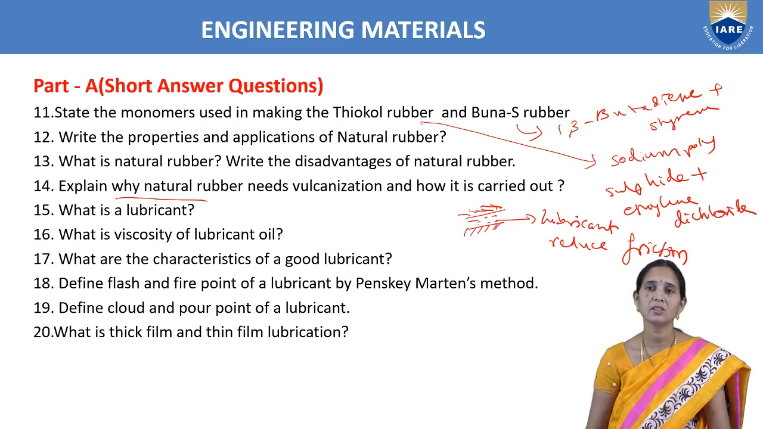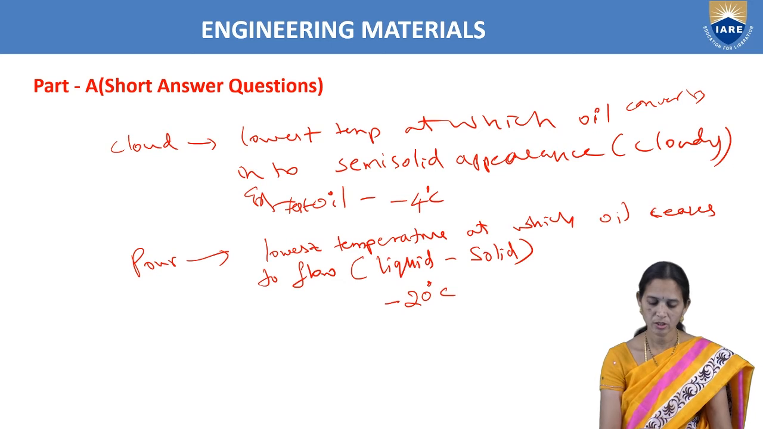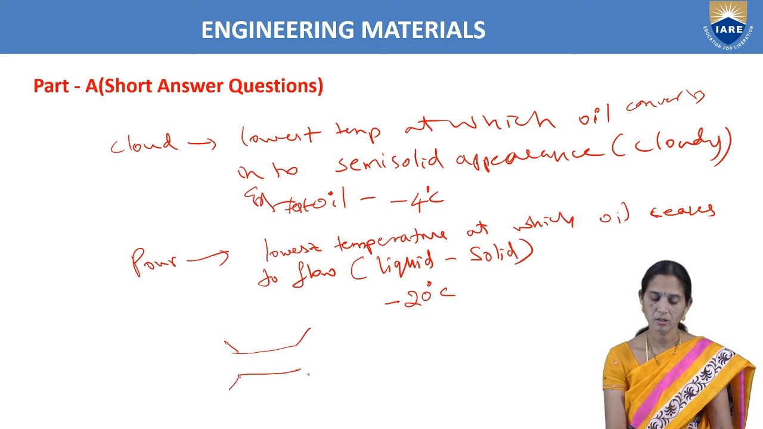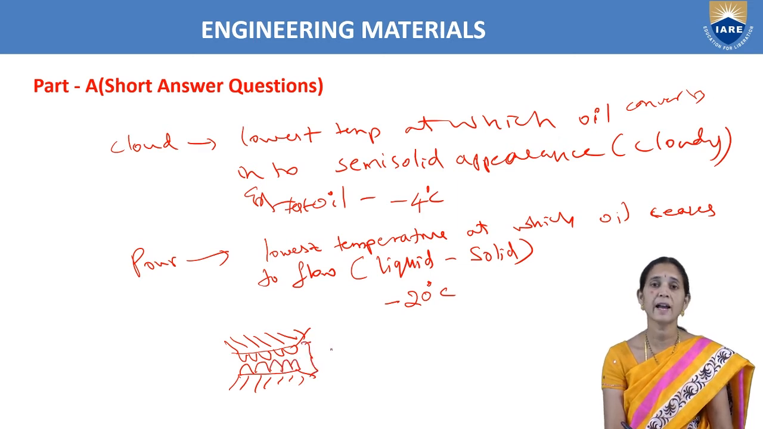What is thick film and thin film of lubrication? When we take lubricant between the two moving surfaces, a thick film is formed. The film is 1000 angstrom thickness. That is the thick film between the two moving surfaces.